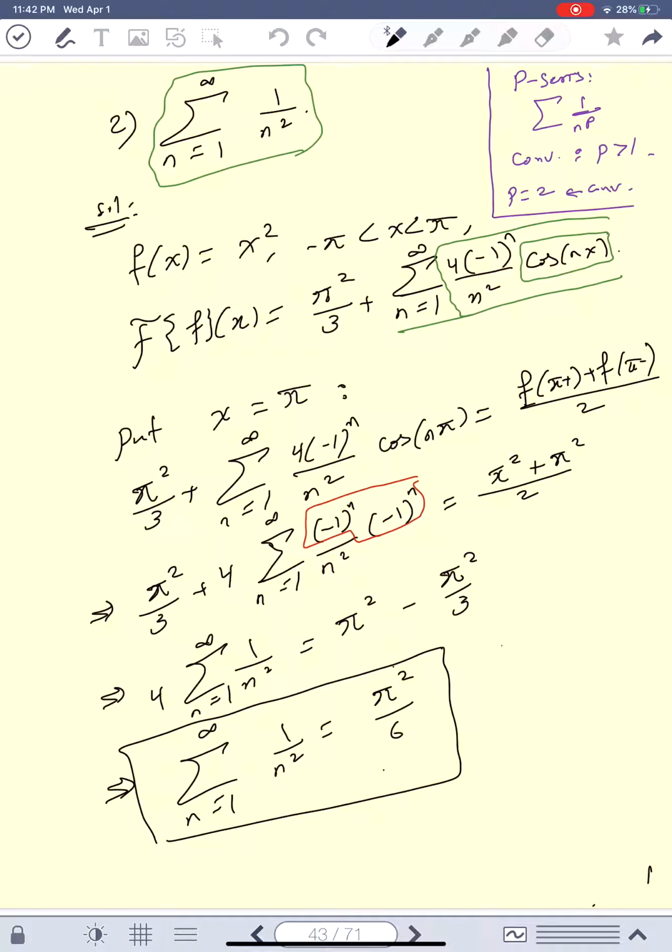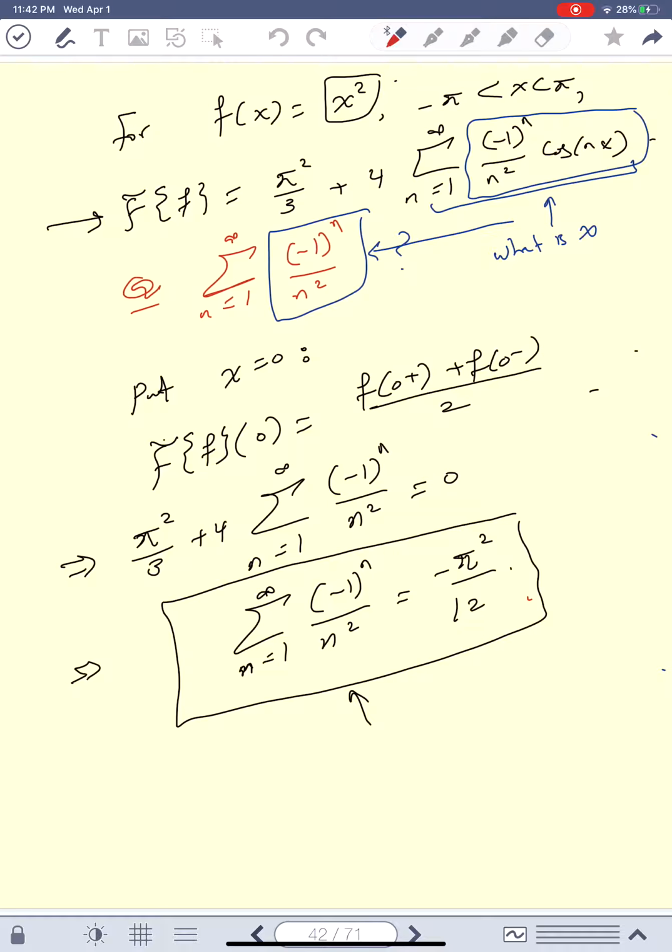Okay, yes, this is it, right? We found it. So this is it. The sum of 1 over n squared is pi squared over 6. How did we find it? We used the function x squared, and we applied the Dirichlet theorem, right?